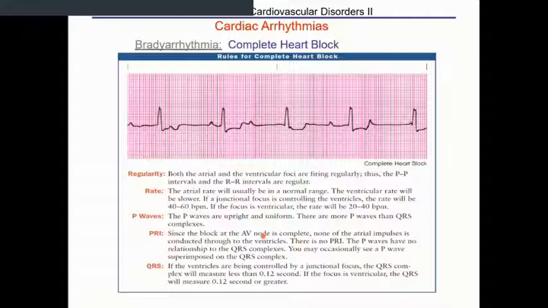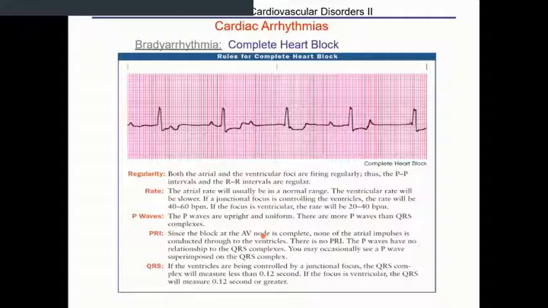Still, the rhythm is regular since the atrial and ventricular foci are firing regularly. So you have P intervals and R intervals that are regular. The atrial rate will usually be normal, while the ventricular rate will be slower. If you have a junctional focus controlling the ventricles, the rate will be around 40 to 60 beats per minute. If the focus is ventricular, the rate will be 20 to 40 beats per minute, and of course that is problematic.